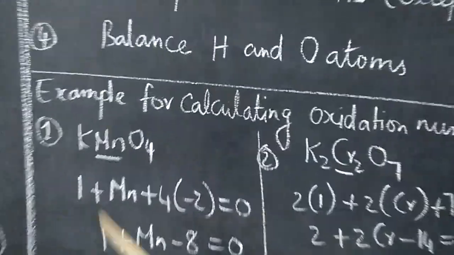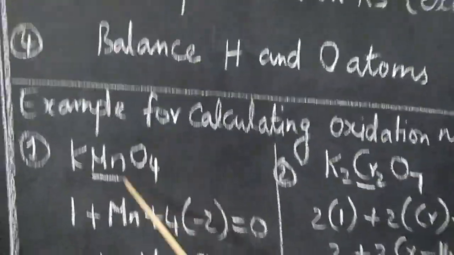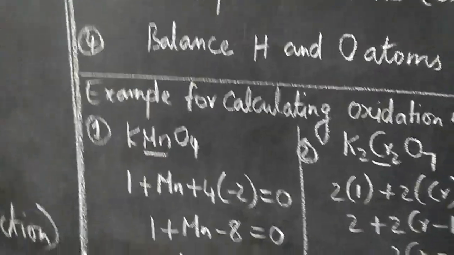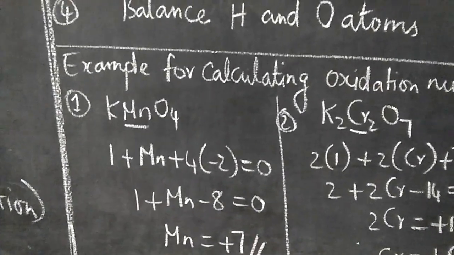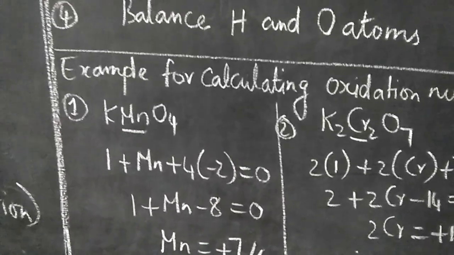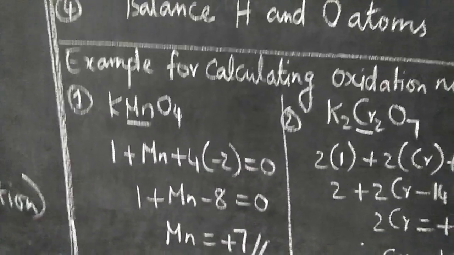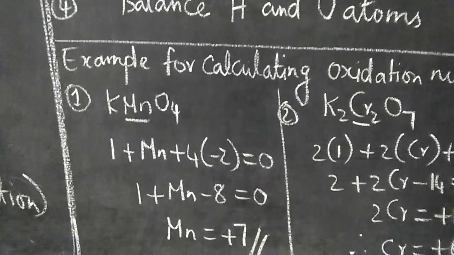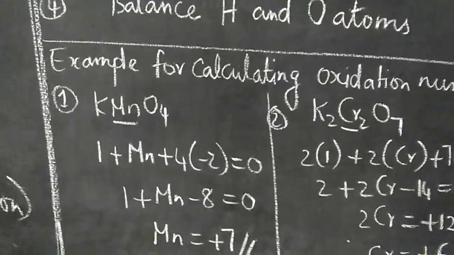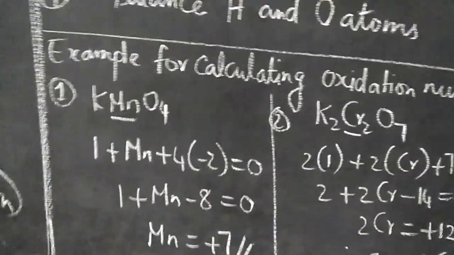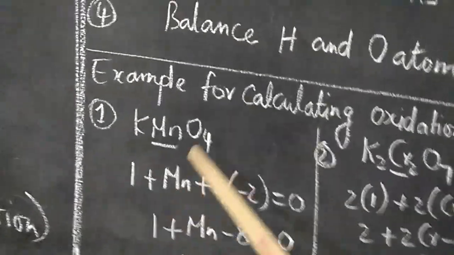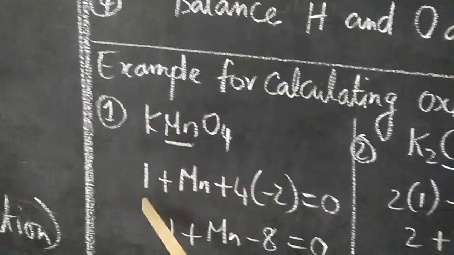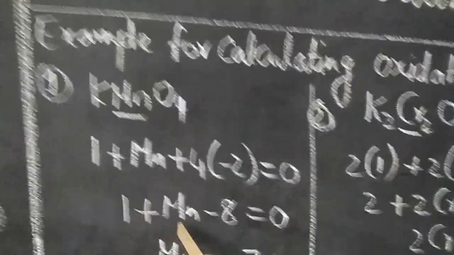See, first potassium permanganate, KMnO4. I do not know the oxidation number of manganese. How will I know the oxidation number of potassium and oxygen? It is given in the rules. Alkali metals have only +1 oxidation state. Potassium is an alkali metal. Oxygen mostly exhibits -2 oxidation state, except in the case of peroxides. So here the oxidation number of oxygen is -2, potassium is +1, manganese I do not know, so I am going to find it out.